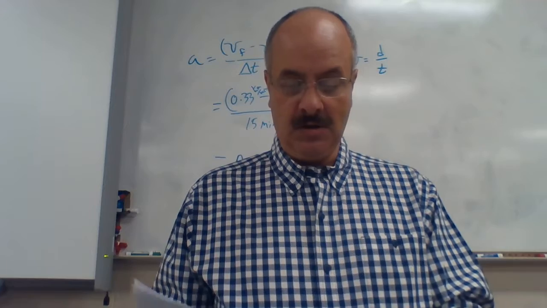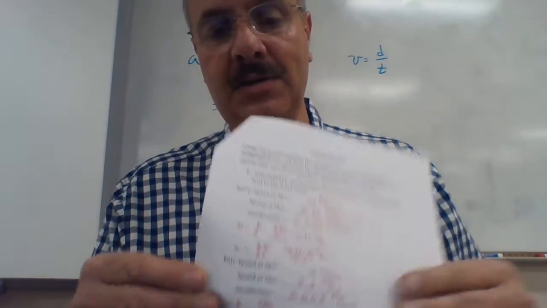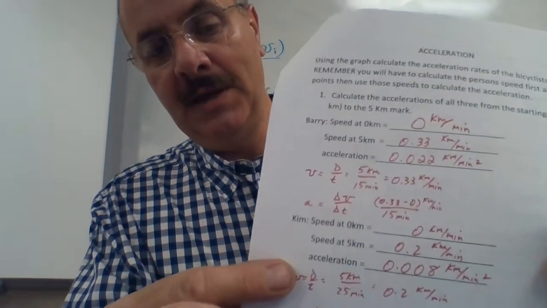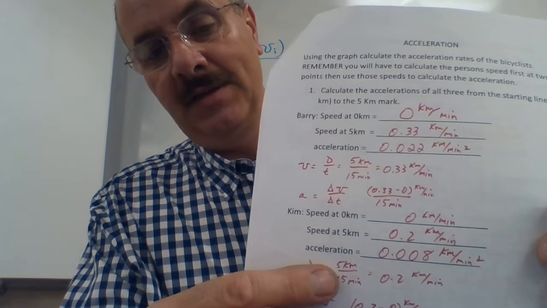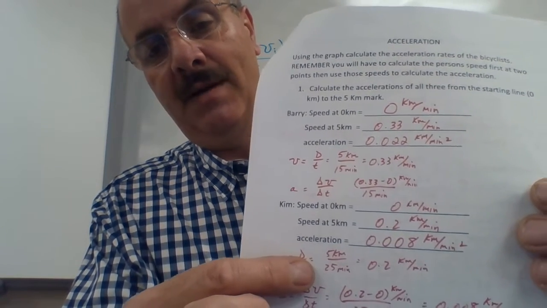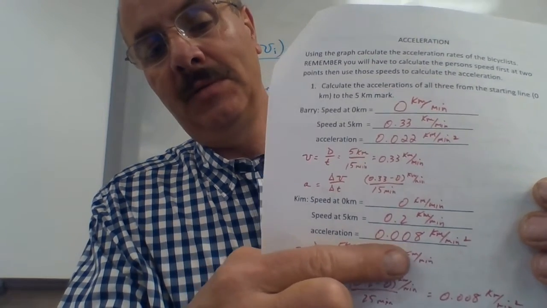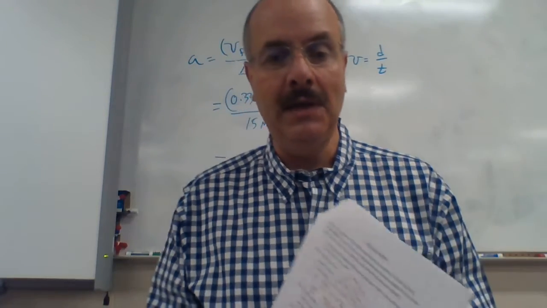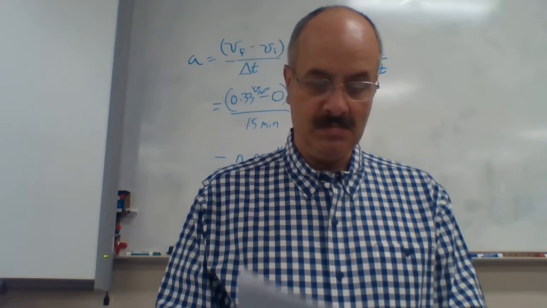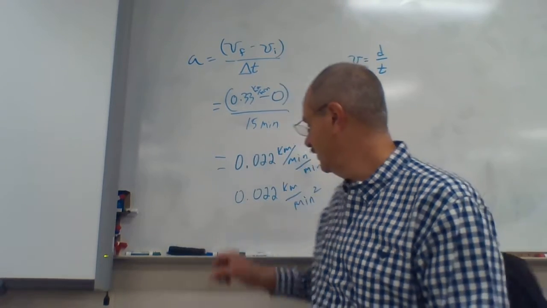All right. So to do that calculation, speed is distance divided by time. She traveled 5 kilometers in 25 minutes. You divide those out, 5 divided by 25, you get 0.2 kilometers per minute as your speed. So her initial speed was 0. So let's go back to this.